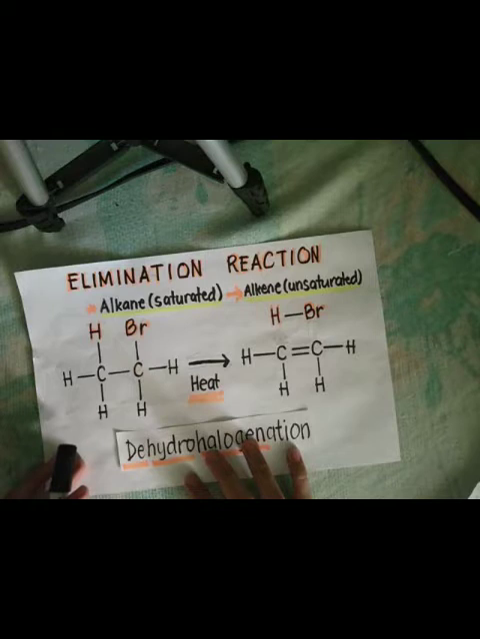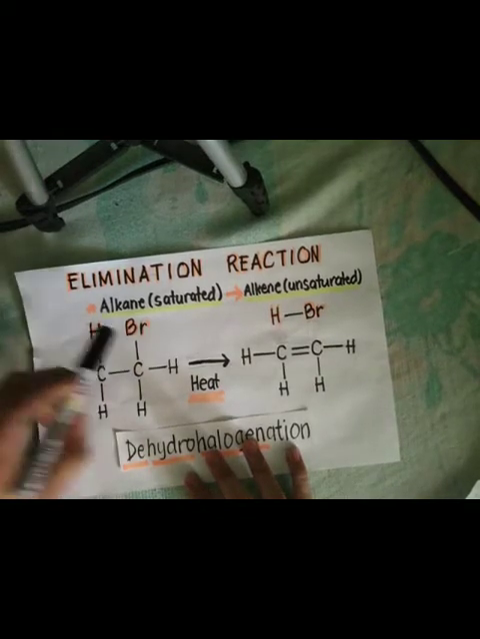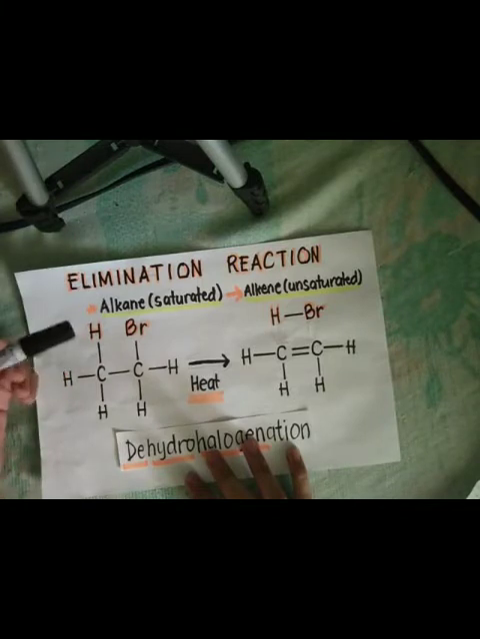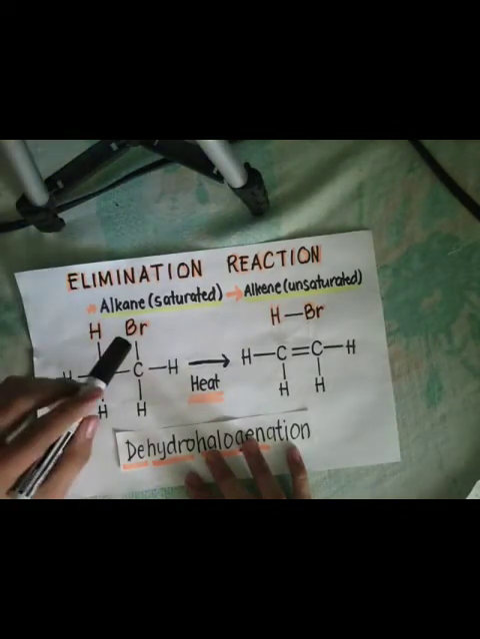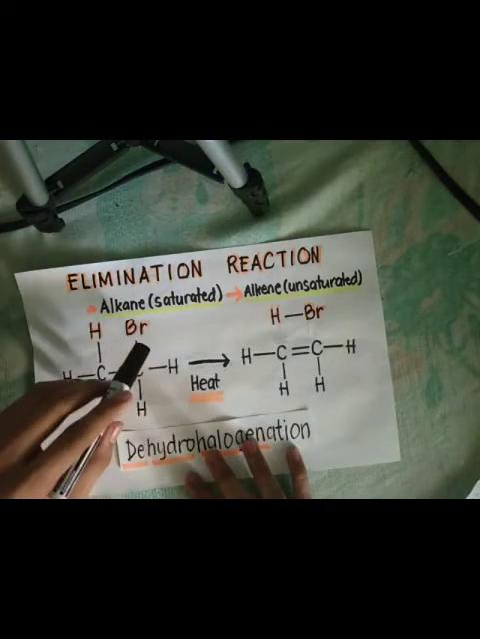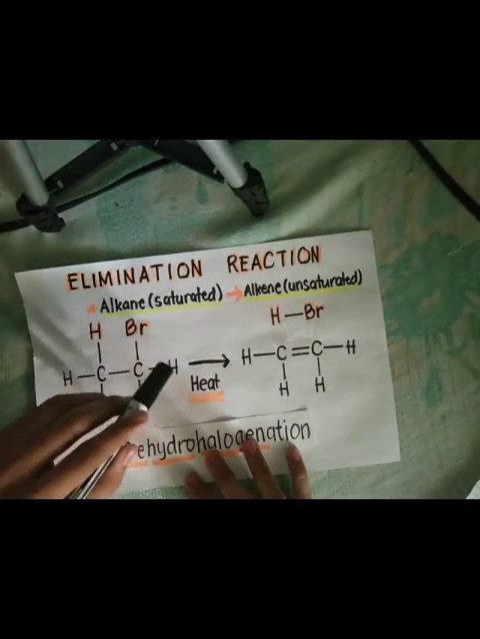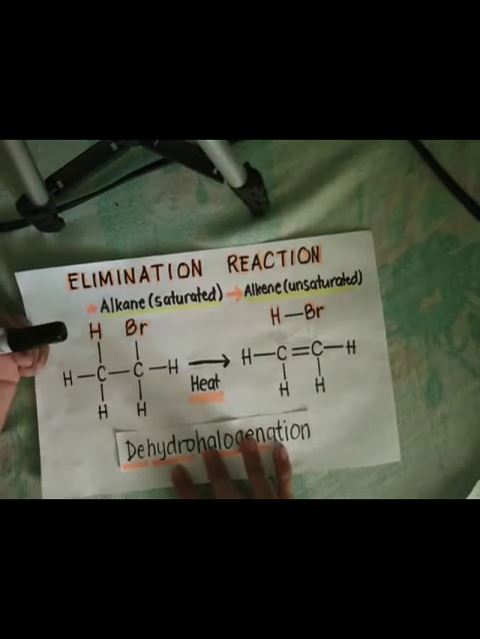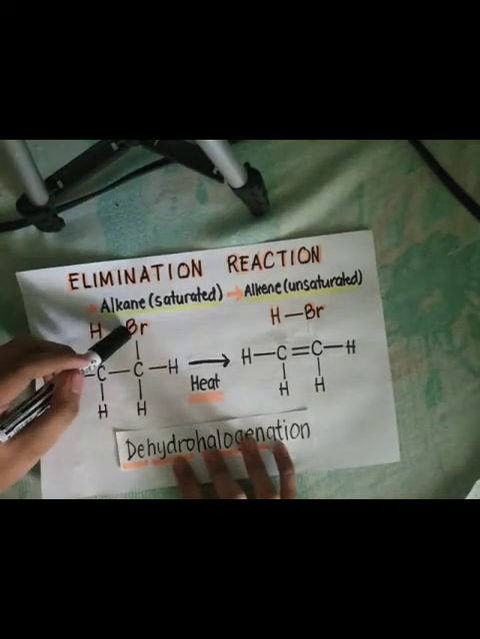So now I am going to discuss one of the examples of elimination reaction. Elimination reactions are actually just the complete opposite of addition reactions. If addition means putting two things together, elimination means taking two things apart. So for instance here, we've got this compound called bromoethane.